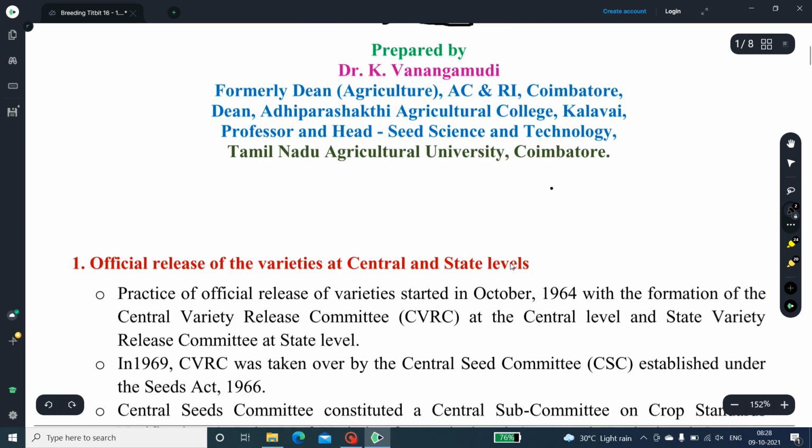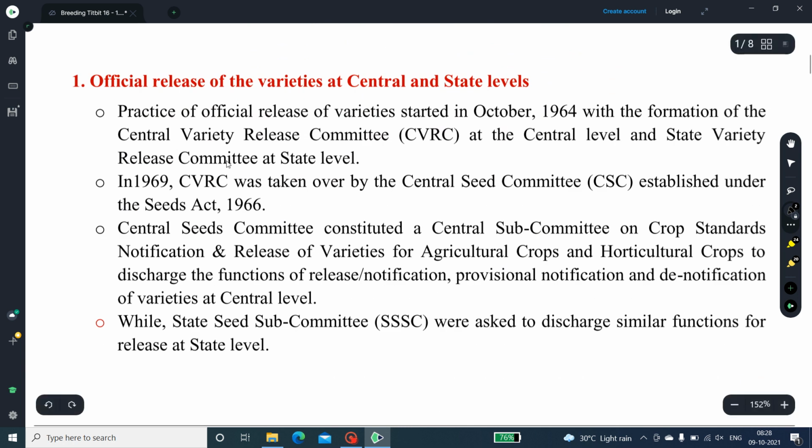And now look at the subject in particular: there is an official release of varieties at central and state level. The practice of official release of varieties started in October 1964 in India with the formation of the Central Variety Release Committee at the central level and the State Variety Release Committee at state level. In 1969, CVRC was taken over by the Central Seed Committee established under the Seed Act 1966.